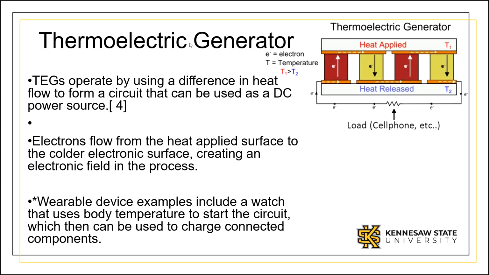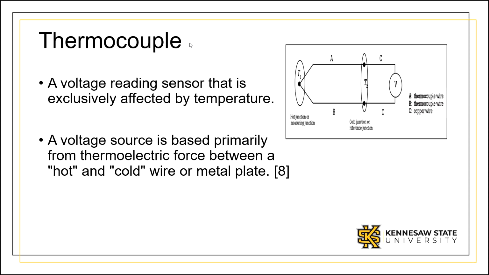Wearable device examples include a thermic watch that uses body temperature to start the circuit, which then can be used to charge or continuously run the connected components. Thermocouples are voltage reading sensors that use an instrument to measure the electric field produced by the Seebeck effect that occurs only when electrons move from a warmer metal plate to a colder one, and the greater the difference in temperature, the greater the effect on the voltage read by the sensor.